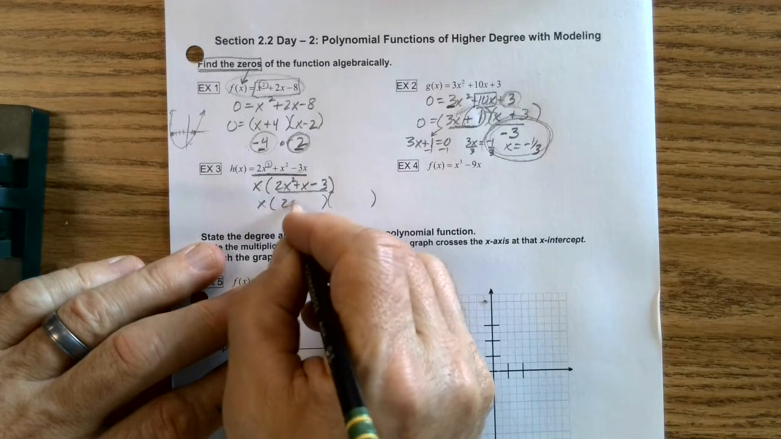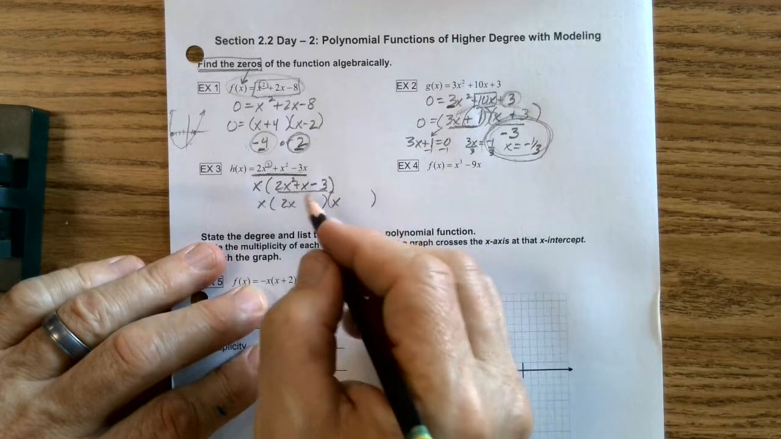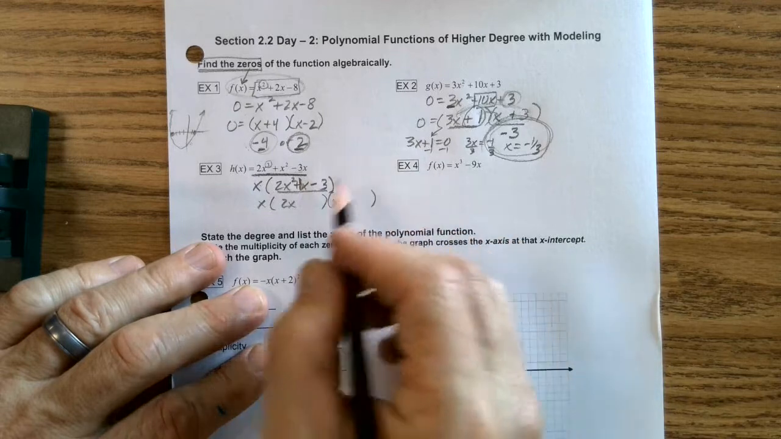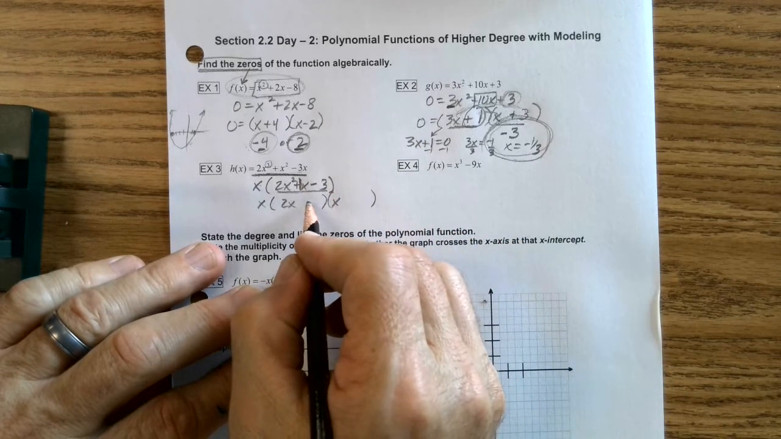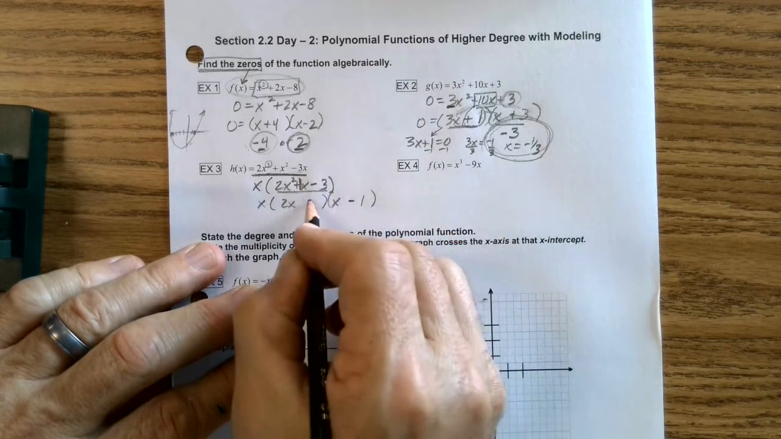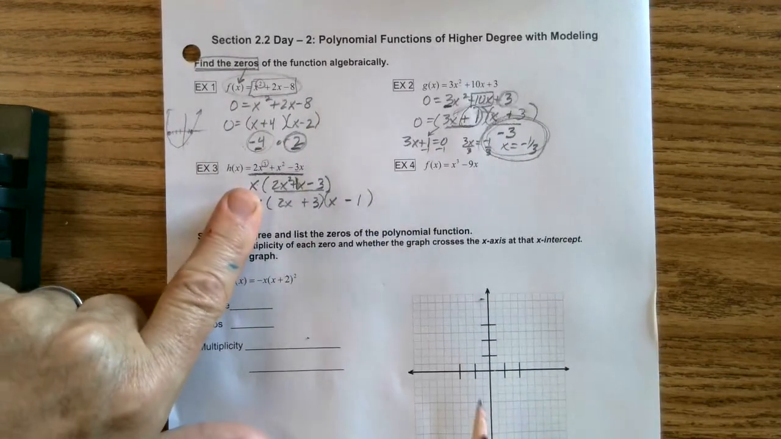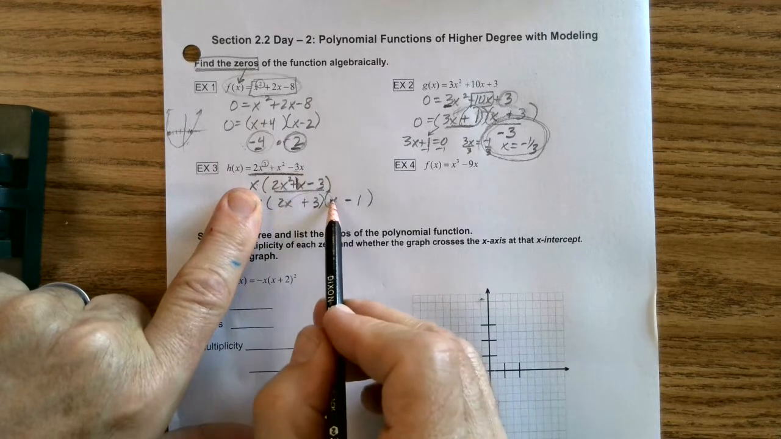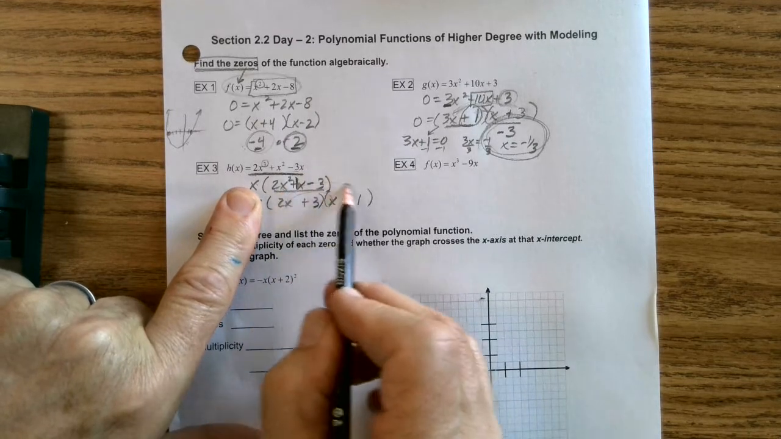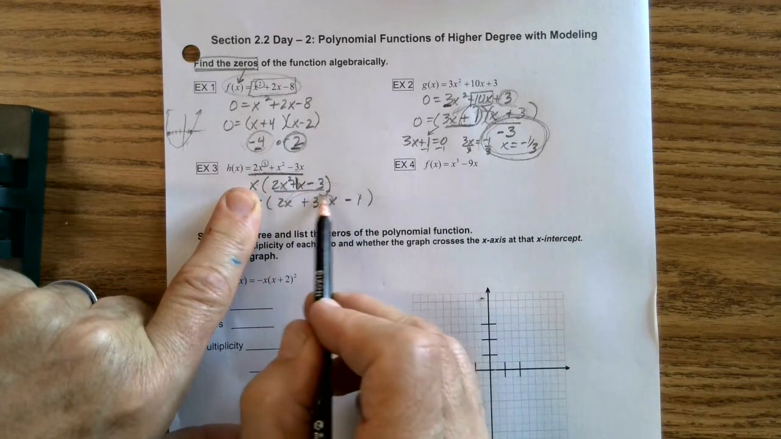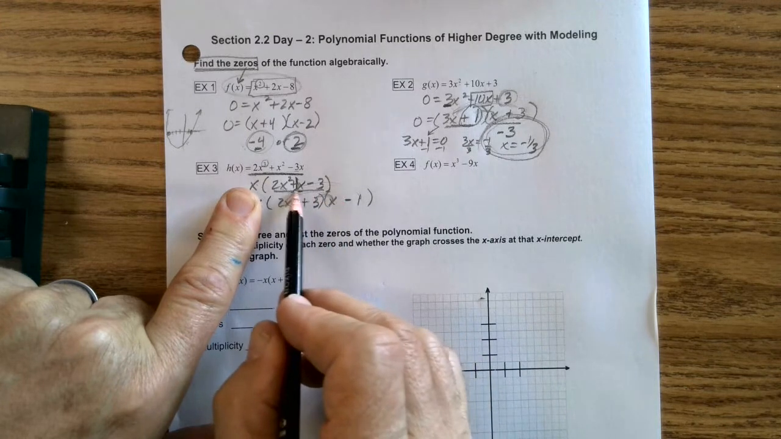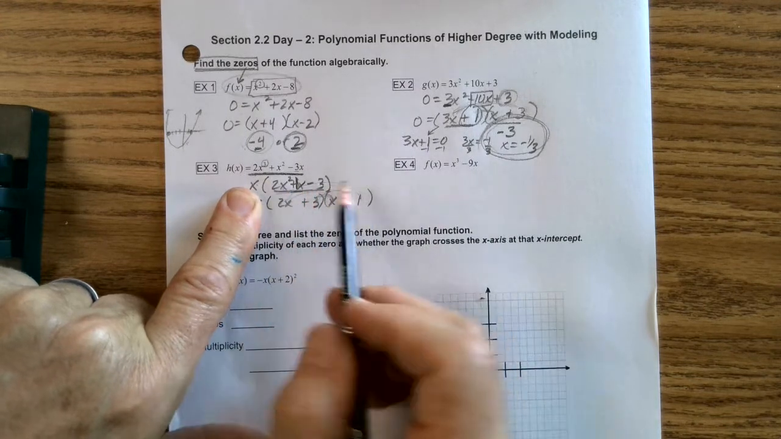That x comes along for the ride. And now I need a 1x when I'm all done. So I'm going to put minus 1 here and plus 3 here. Now don't worry about this x out here, because if I FOILed it, I'd get 2x squared, ding, ding, ding, ding. Negative 2x and positive 3x would give me my positive 1x, and then negative 3. So you can see I factored it correctly.